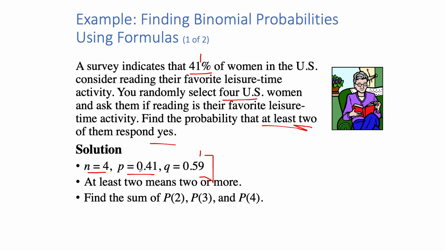P is the probability of success, getting a successful response on one of those trials. Q is the probability of receiving a failed response on one of those trials. And "at least 2" here means 2 or more, right? So we need to find the sum of the probabilities P2, P3, P4. Right? 2 or more is 2, 3, or 4.